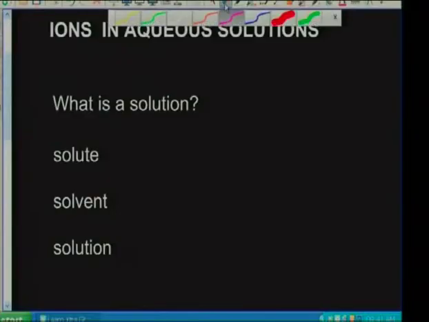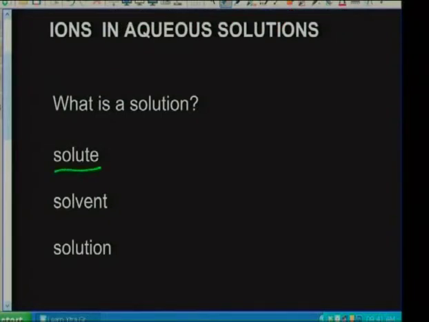Now, there are 3 terms. What is a solution? There are 3 things that you need to know. The first is the idea of a solute. In our example, we used copper chloride. And I'm going to write down the formula, copper chloride, like that. We represent it as a solid, so we use little phase indicators. A little S behind it indicates that we've got a solid. That's the solute. It's the thing that was going to be dissolved.